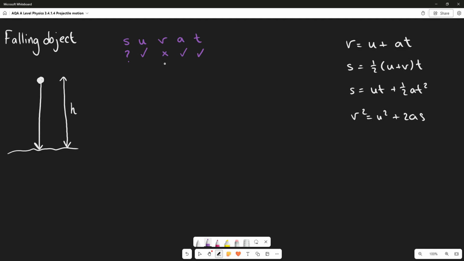So we want an equation that's got all of those things in, but we're not interested in v. So we don't have v, so we can't use this equation, or this one, or this one. This is the equation we're going to be using.